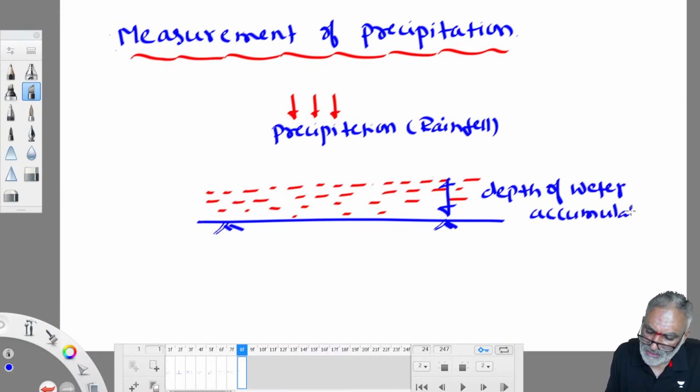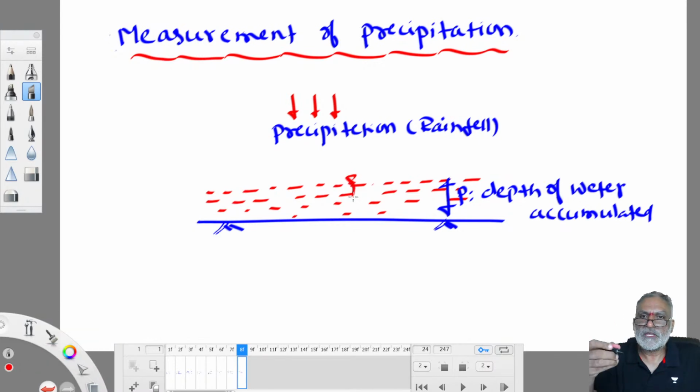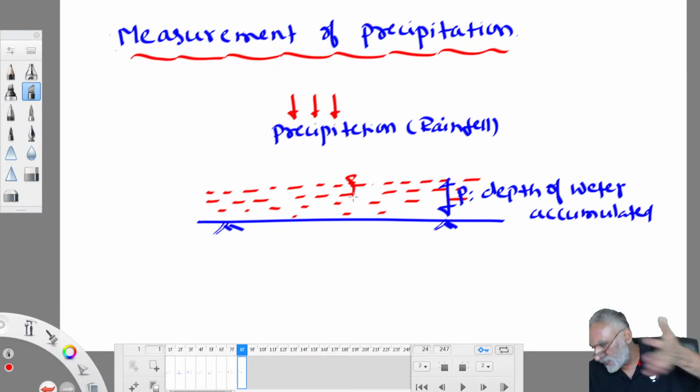If all precipitation is retained where it fell, suppose we denote it by P. Precipitation is denoted by P, depth of water accumulated on level ground. But is it possible? Before we go there to measure, midnight rain occurs, early morning we go there to measure. Before we go there, some water soaks into the ground, some water evaporates, some water flows laterally in all directions. No more water is retained there. So it is impossible to retain all the precipitation that fell on the ground.